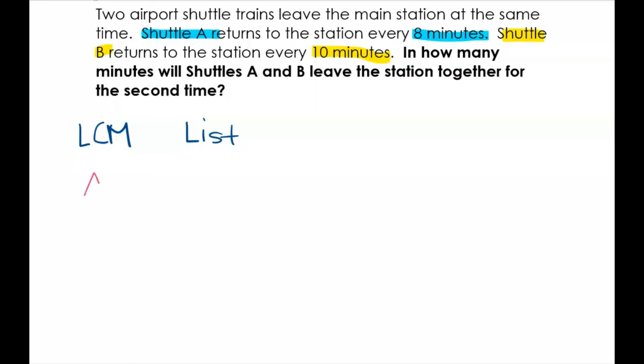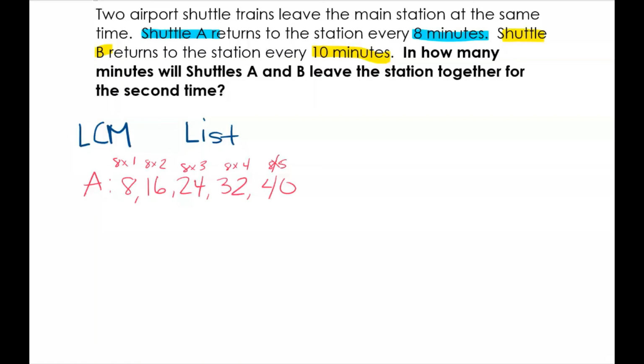So this is going to be shuttle A. Shuttle A is going to leave the station, and 8 minutes later it's going to be back. Then it's going to be back at 16 minutes, and 24, and 32, and 40. And we know that because this is 8 times 1, and this is 8 times 2, and this is 8 times 3, 8 times 4, 8 times 5. That's how we get multiples.